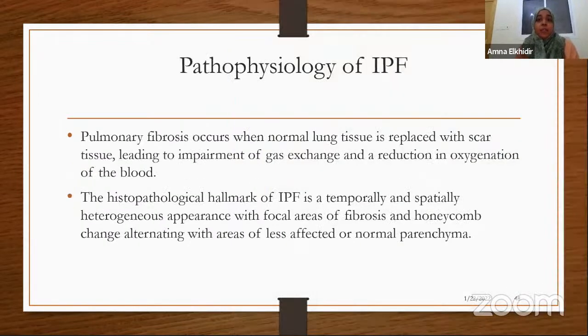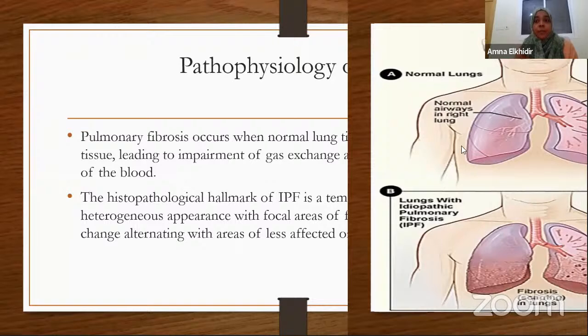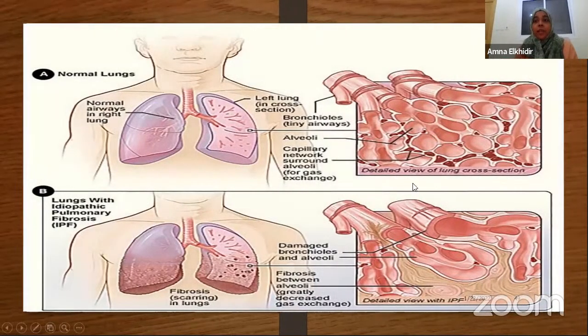In the pathophysiology, the normal lung is replaced with scar tissue, leading to impairment of gas exchange and reduction of oxygenation of the blood. The histopathological hallmark of idiopathic pulmonary fibrosis is heterogeneous appearing tissue with areas of fibrosis and normal appearing lung, giving the appearance of honeycomb. Here we see the difference between normal alveoli and destructive lung tissue.